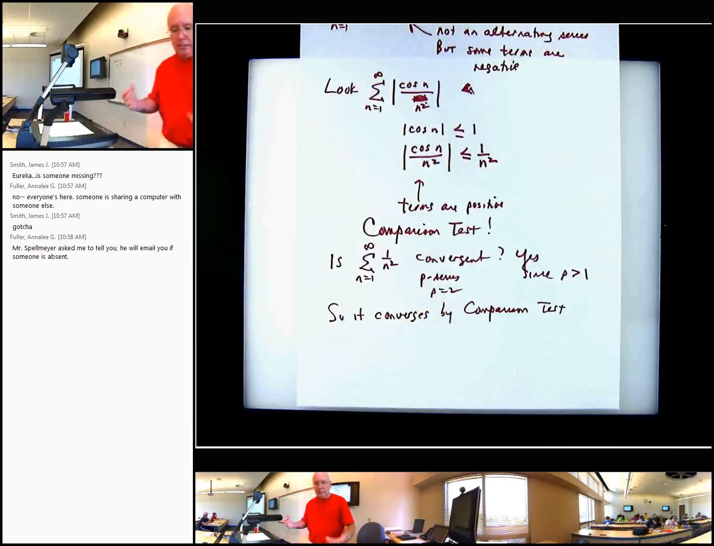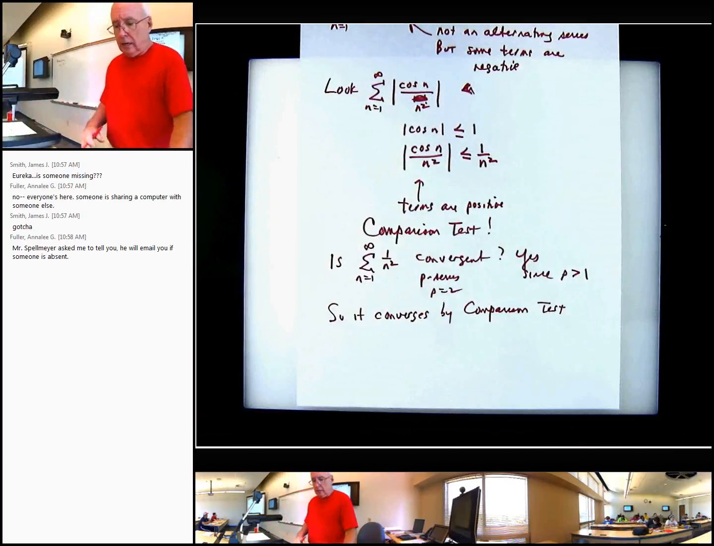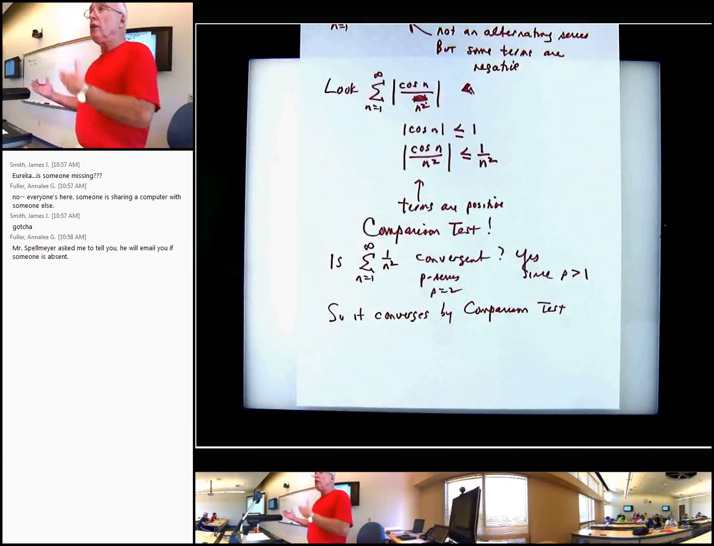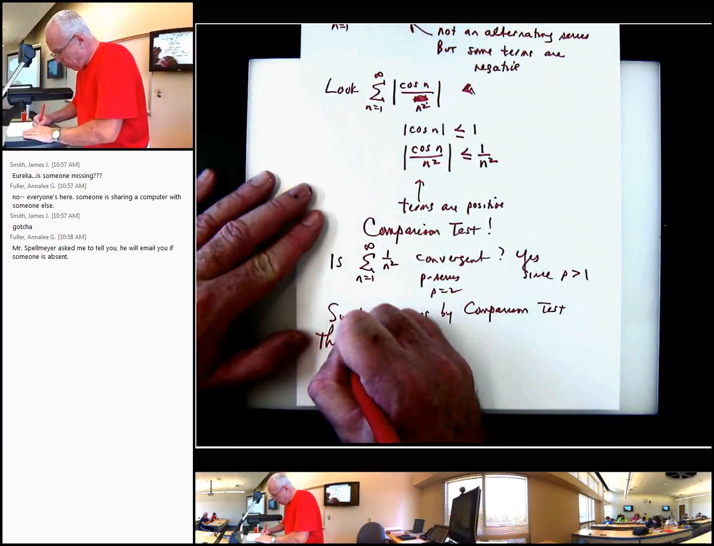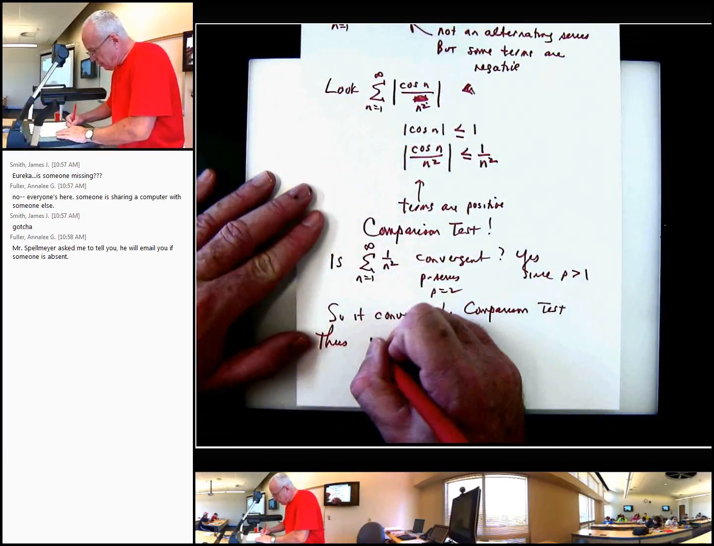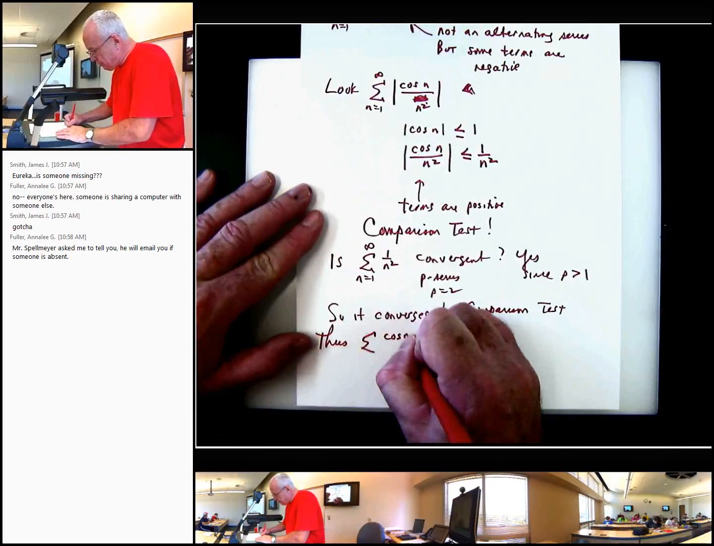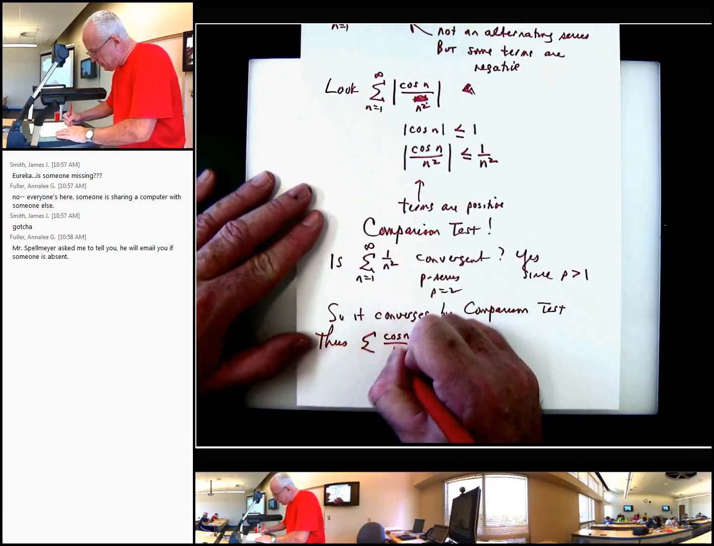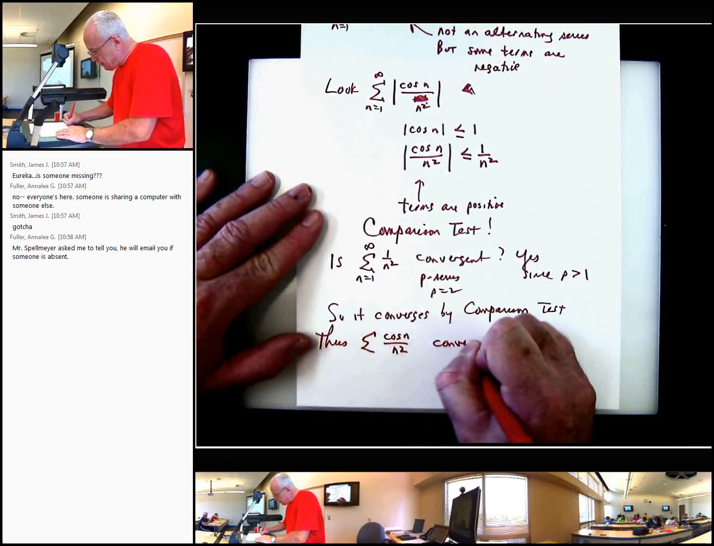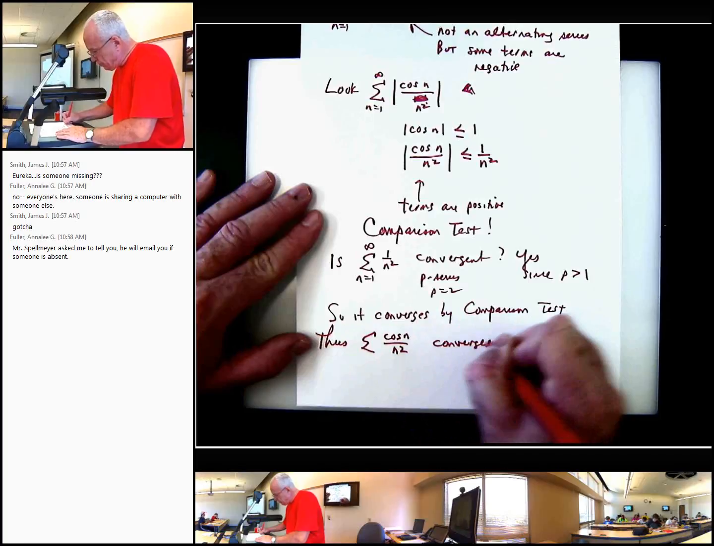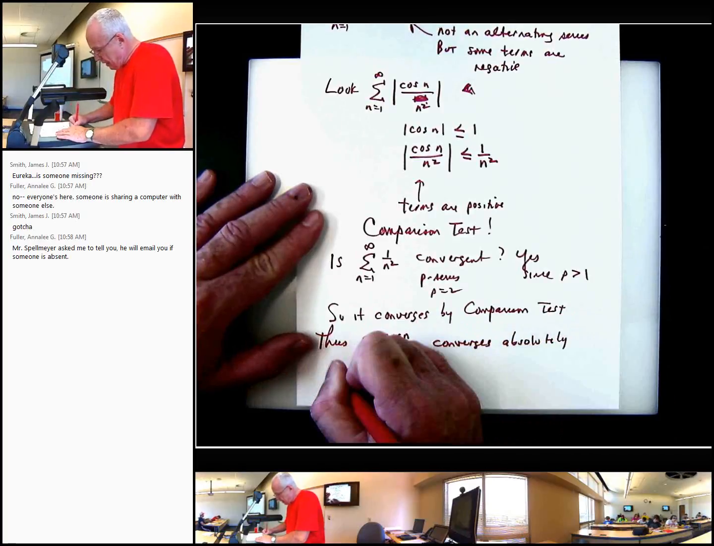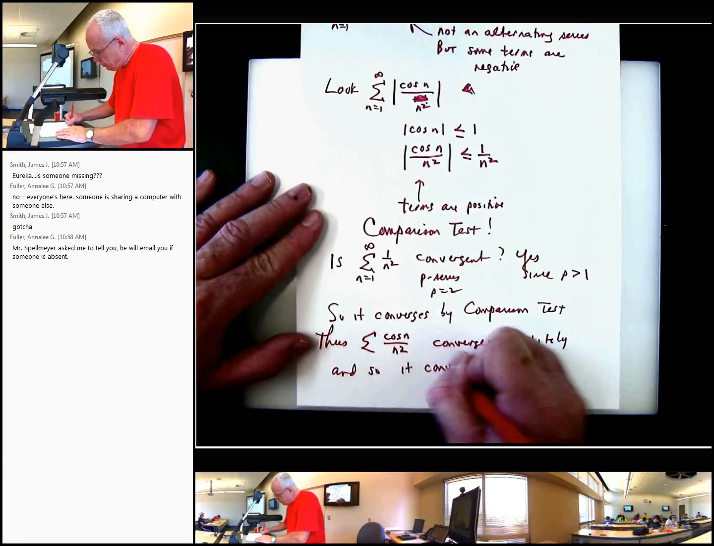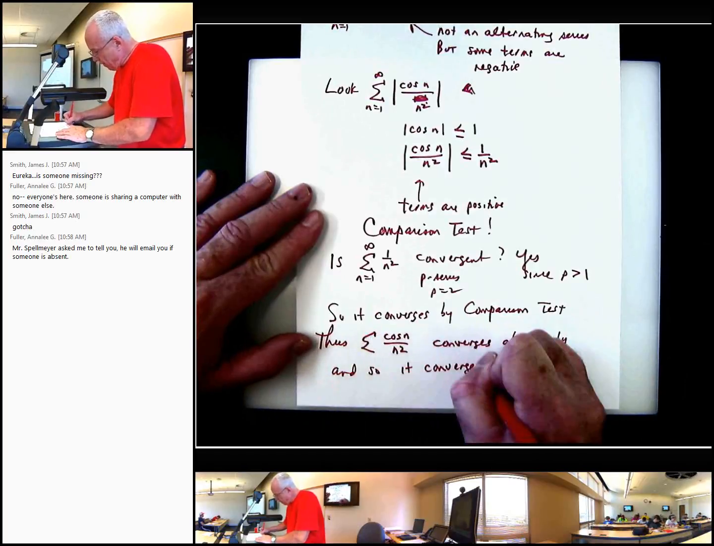And so, since it converges absolutely, we know that it converges the usual way. Thus, this series, cosine of n over n squared, converges absolutely, because the absolute values converge, and so it converges the usual way.